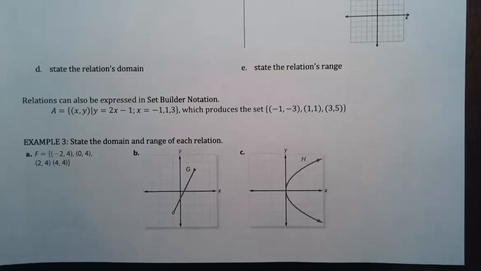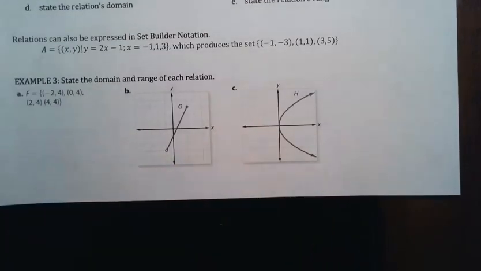Okay, example 3. State the domain and range of each relation. All right, so we're going to use that notation. I'm going to move this up a little bit more, actually. All right, there we go. Okay, so we're going to say D, domain, equals. Remember, domain is our x values. Range is the y values. So our domain is going to be just our x's: -2, 0, 2, and 4. Oh, I was going to put parentheses instead of my brace.